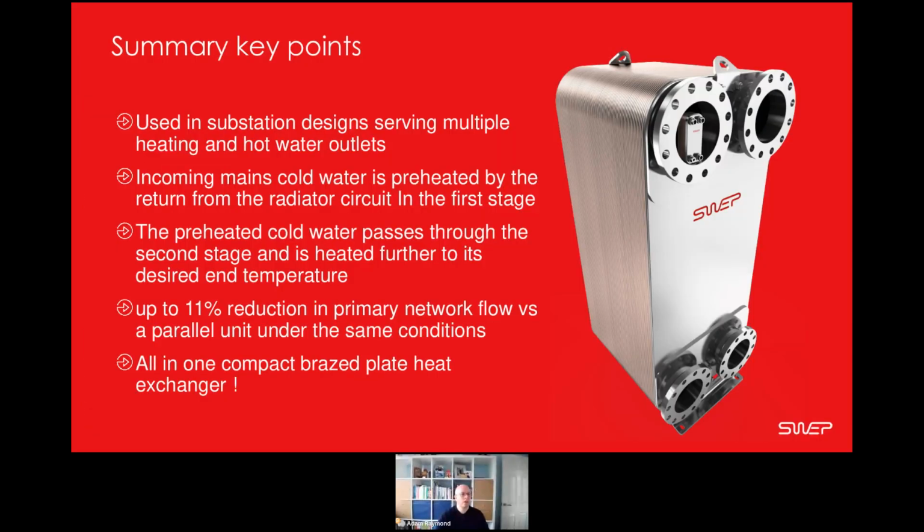So just to summarize the key points, so two-stage concept, it's used in substation designs where we're serving multiple heating and hot water outlets. The incoming main cold water is preheated by the return from the radiator circuit, thereby lowering the primary return temperature. There's up to an 11% reduction in the network flow required versus a parallel unit under the same conditions. And all of this is achieved in one heat exchanger, so compact size, less weight, less cost, less material.